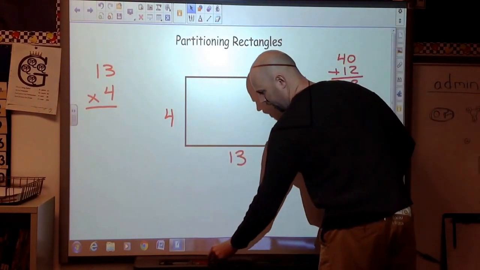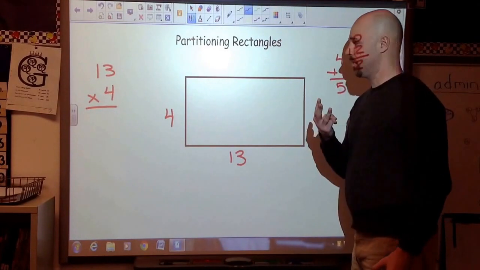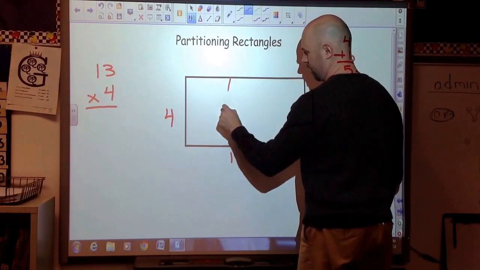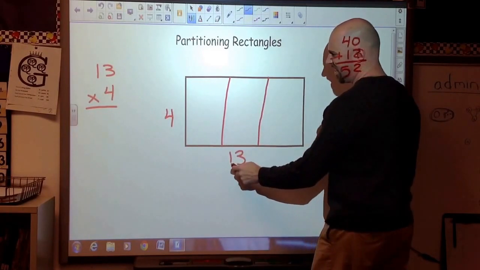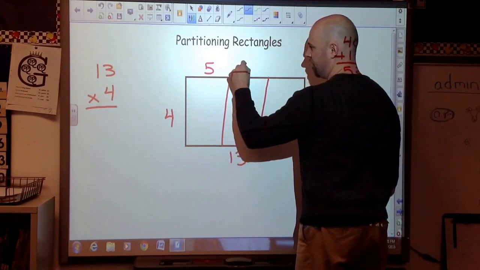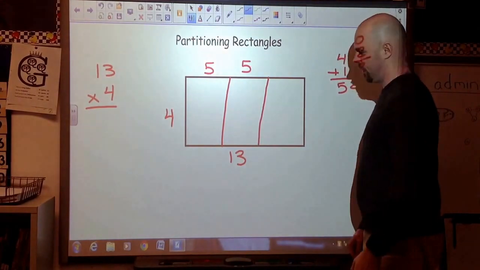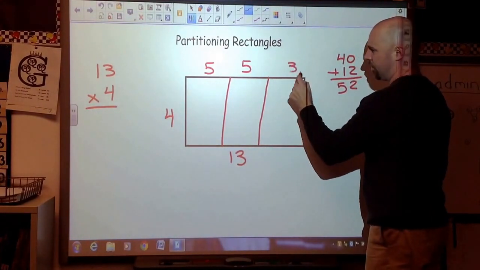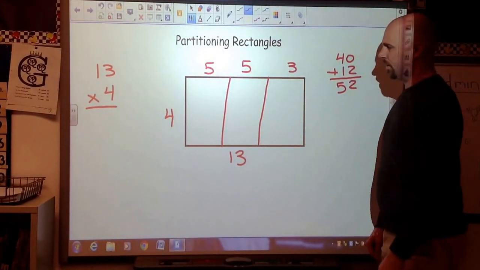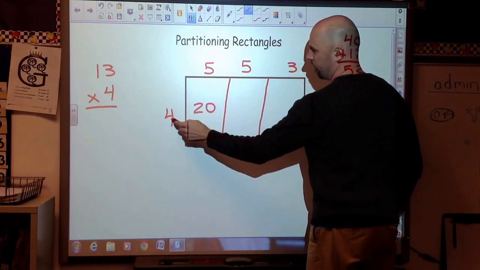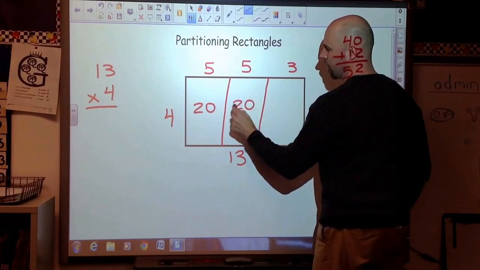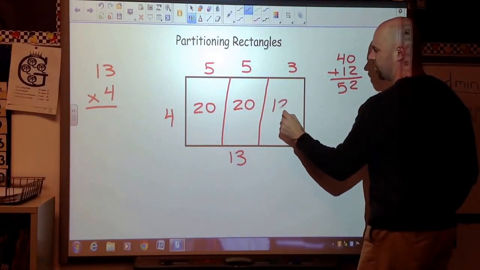Let's take this, and I'm going to break it into 3 parts. 1, 2, and instead of 10, I'm going to break this into 2 5s, because 2 5s is the same thing as 10. And then I'm going to still have that group down there that's a 3. Well, let's look here. 4 times 5 is 20. 4 times 5 is 20. 4 times 3 is 12.